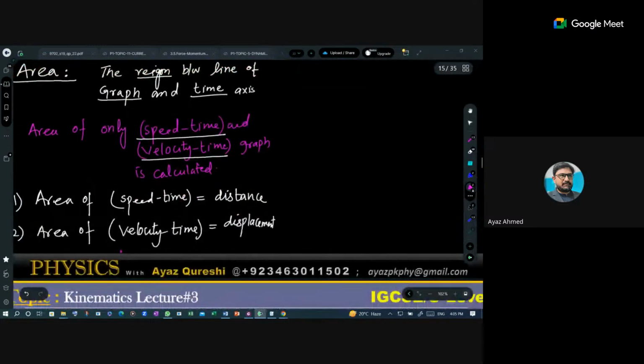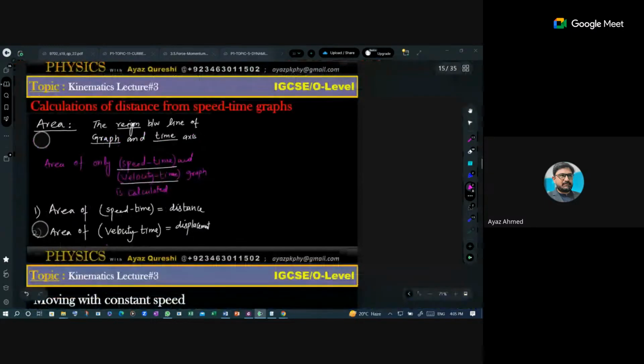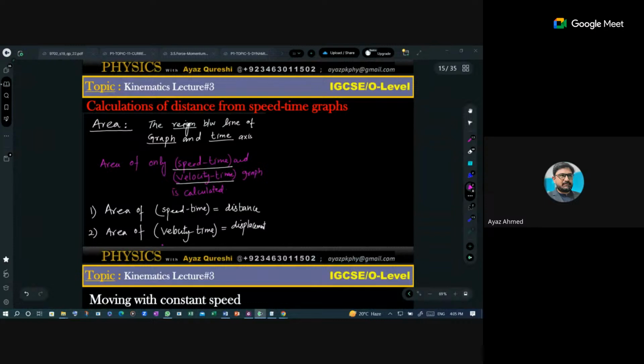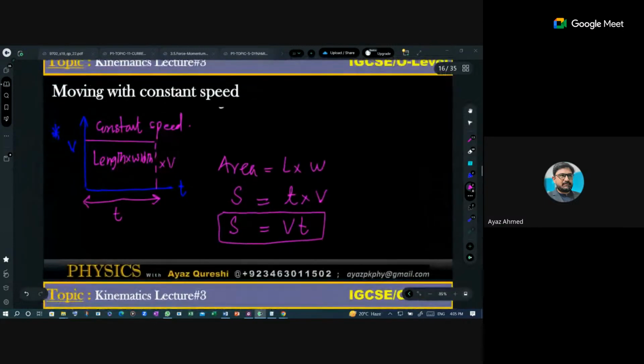Then area, I told you that area can be basically only taken for speed time graph and velocity time graph. Area of speed time graph gives us distance, and area of velocity time graph gives us displacement, right? As it is revision, that's why I'm going to move faster, or I'm passing on quickly, so that you don't get confused that sir is having F16 speed.